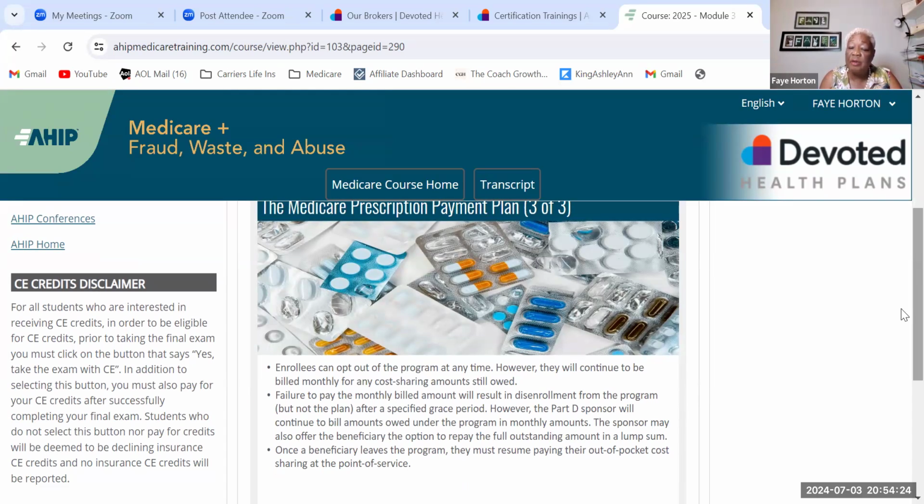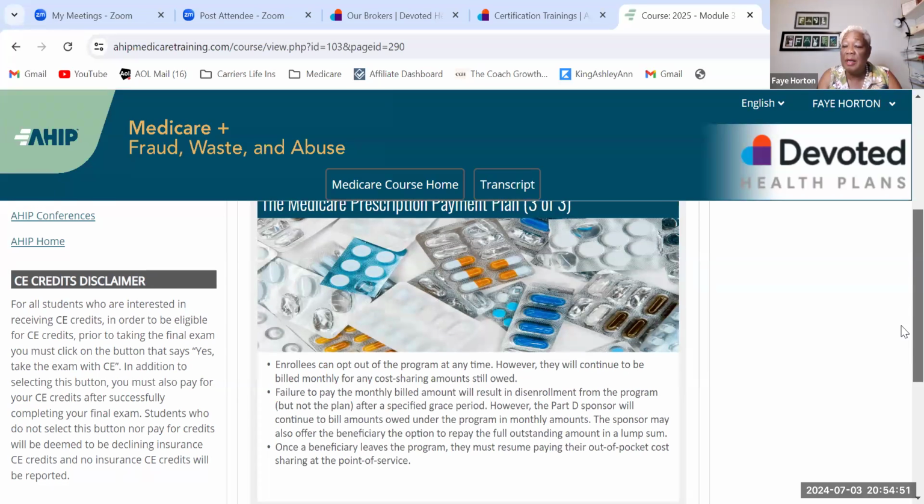After a specified grace period, however, the Part D sponsor will continue to bill amounts owed under the plan in monthly amounts. The sponsor may also offer the beneficiary the option to repay the full outstanding amount in a lump sum. Once a beneficiary leaves the program, they must resume paying their own out-of-pocket cost sharing at the point of service.